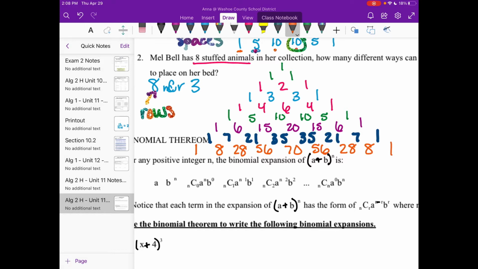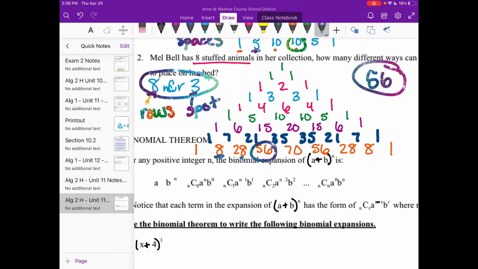All right, now I made my 8th row, and I know by now you're like, dude, I already found it in my calculator. I get it. We can always check it, though. So remember that the 1 does not count. We have to start from the 8, and we need to go 3 spots. So 1, 2, 3. 56 would be the number of ways that she can rearrange her 3 animals. Again, if you want to put that in your calculator as 8 choose 3, guess what? You'll still get 56. This is just another way of doing this.